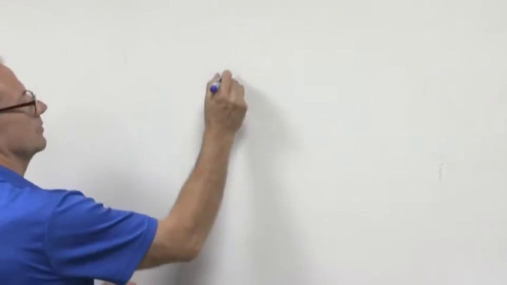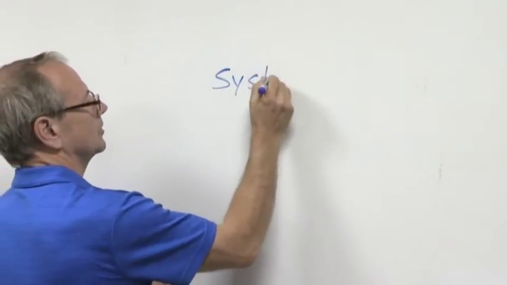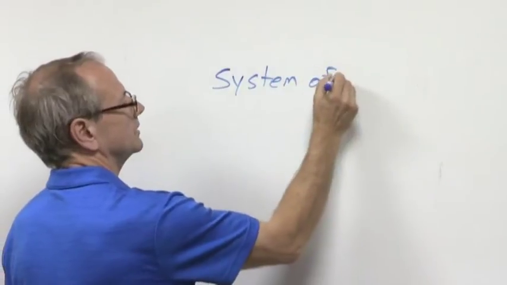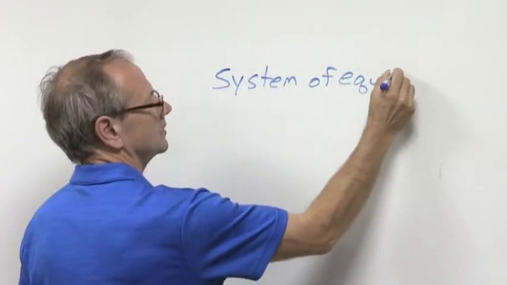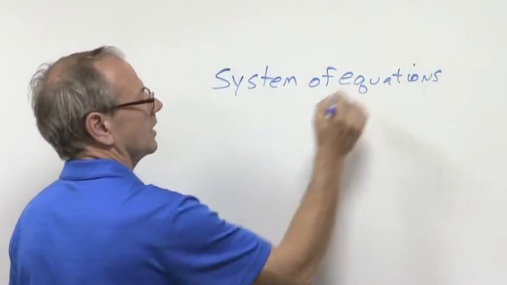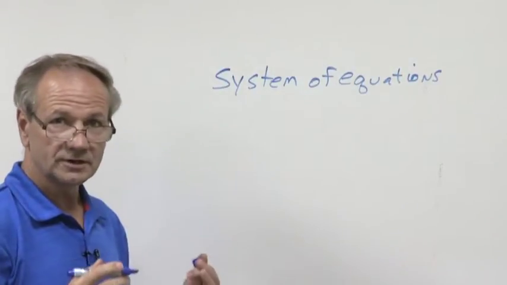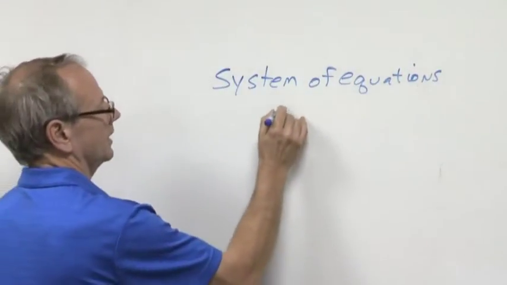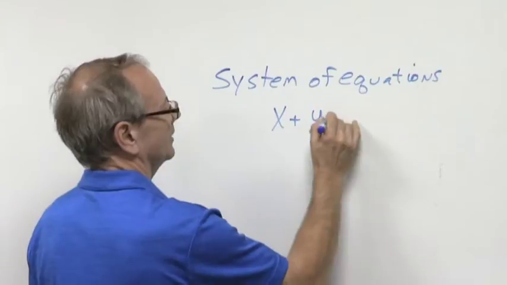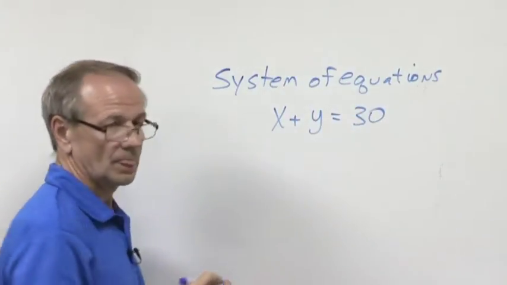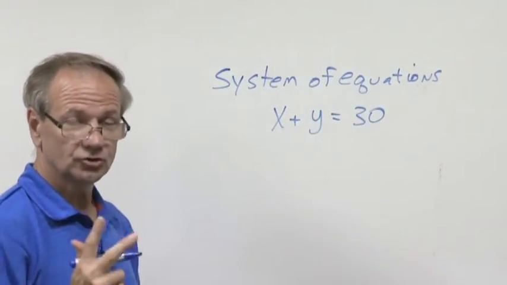In this video, I want to take some time to help you understand the system of equations. Now, you might remember these from Algebra 2. System of equations. And the way this might look is if we did one where we said x plus y equals 30. Okay? That's one equation, two unknowns.